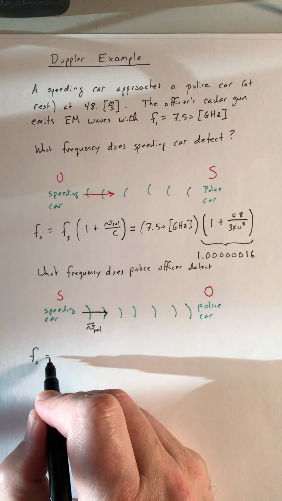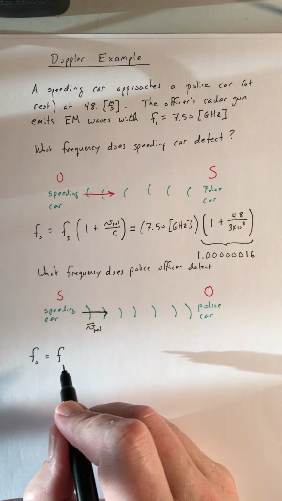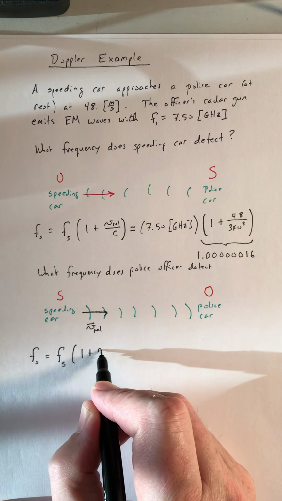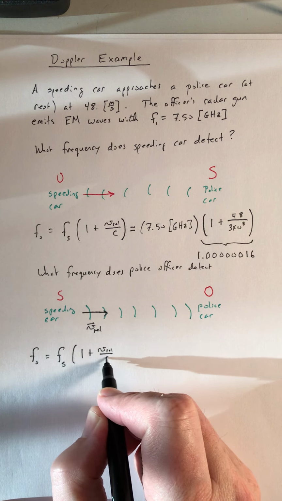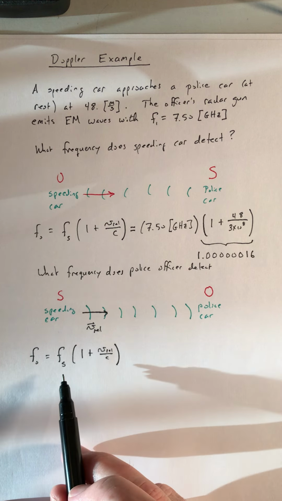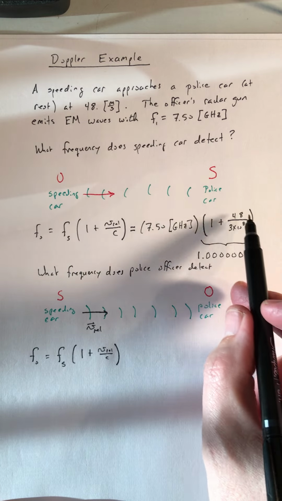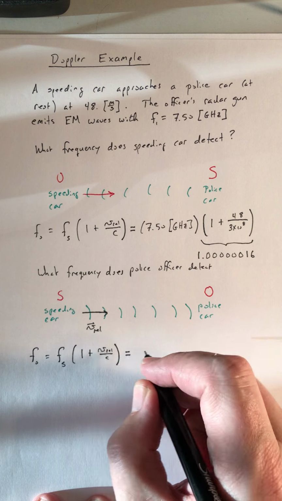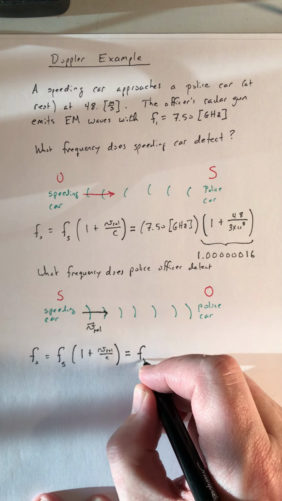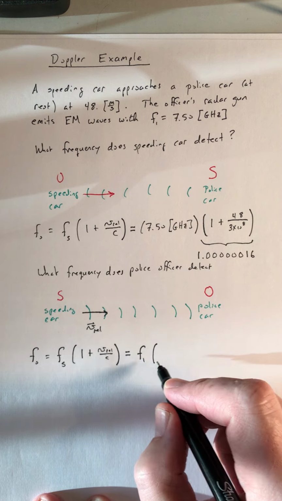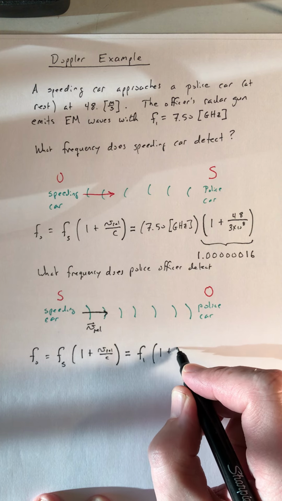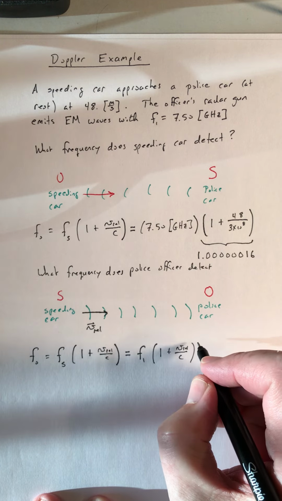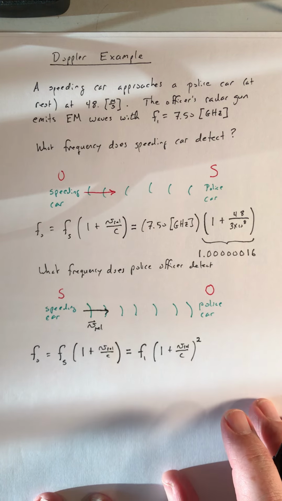Okay, the observed frequency is going to be the frequency at the source times 1 plus VREL over C. The frequency at the source is this already Doppler shifted frequency, so this is our F1. We're going to have two terms: 1 plus VREL over C times 1 plus VREL over C. So we have this term in parentheses squared.